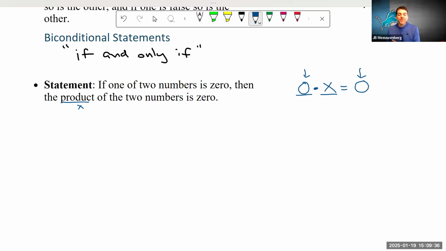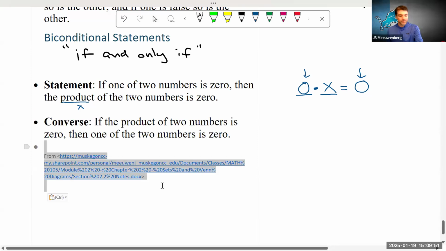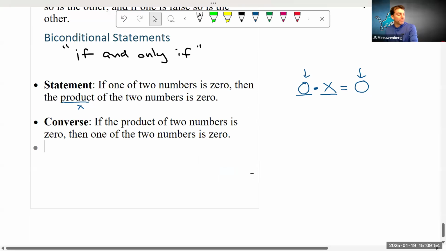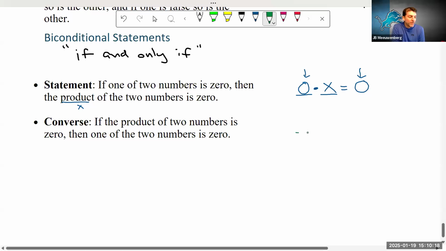Now, before I continue, see if you can write the converse of that statement. Pause and see if you can write the converse of that statement. I'll keep going. The converse would look like this. If the product of two numbers is 0, then one of the two numbers is 0. Remember, the converse says if Q, then P, right? You just flip-flop the order. So let's see what this looks like if we look at an actual example.